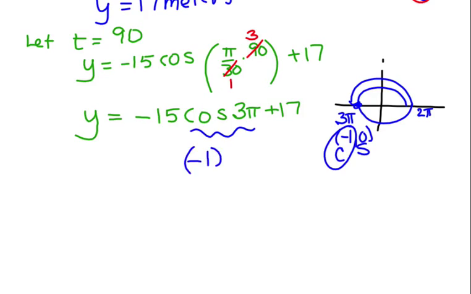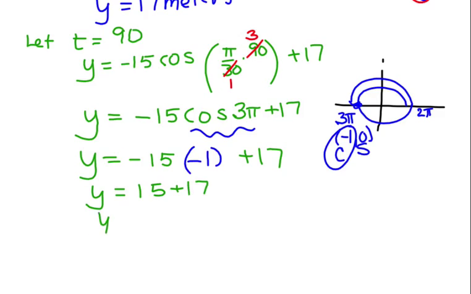Now let's simplify it. Negative 15 times negative 1 is 15, plus 17 is 32. So when we are 90 seconds on the ride, we are at a height of 32 meters. Again, we showed that graphically a little while ago.